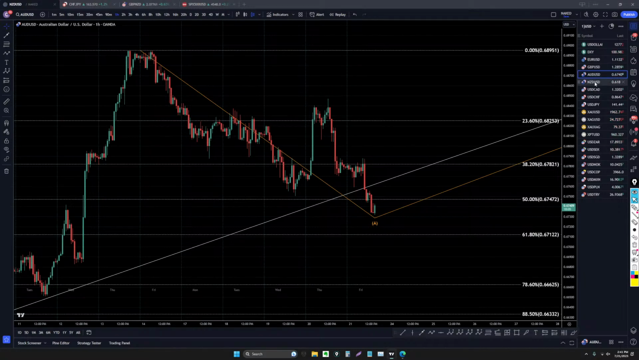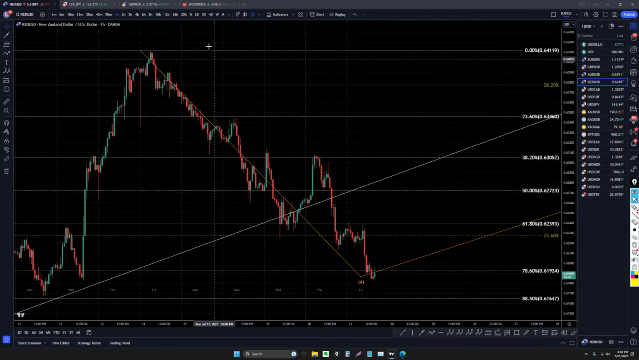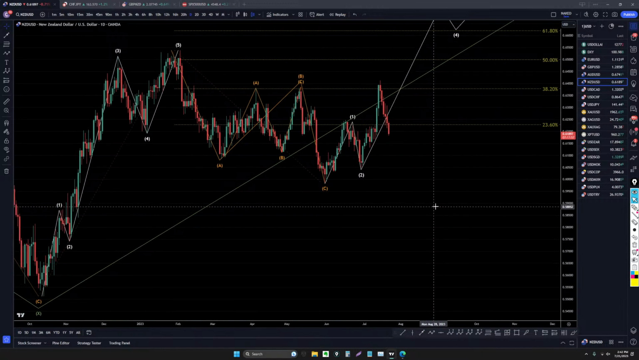So the Kiwi dollar, I think, is much clearer because that didn't have that big move up. I mean, it did have a move up, but not such a move up like the Aussie did.